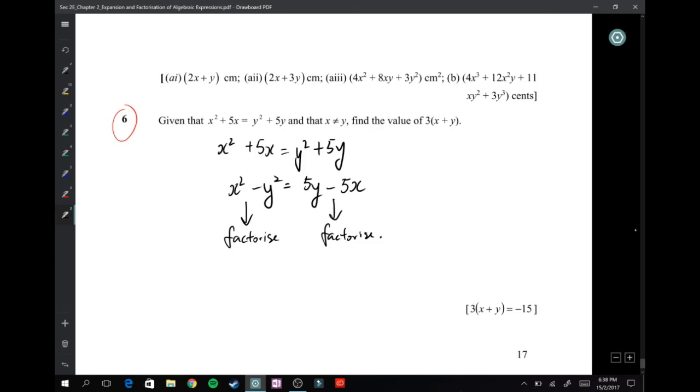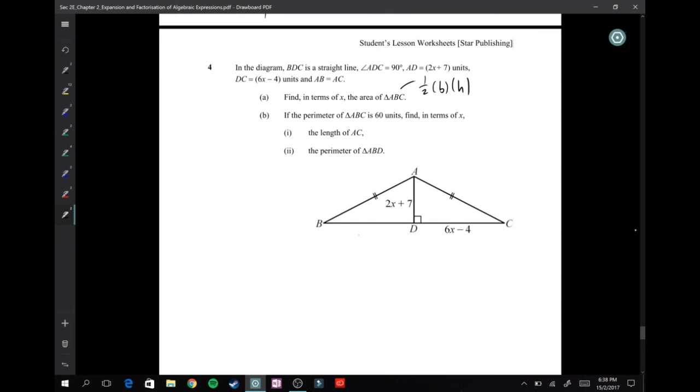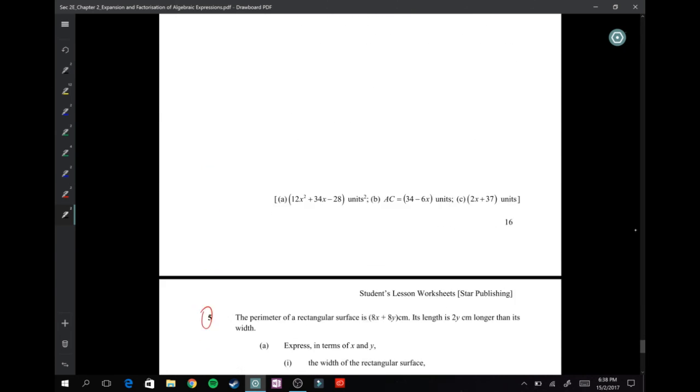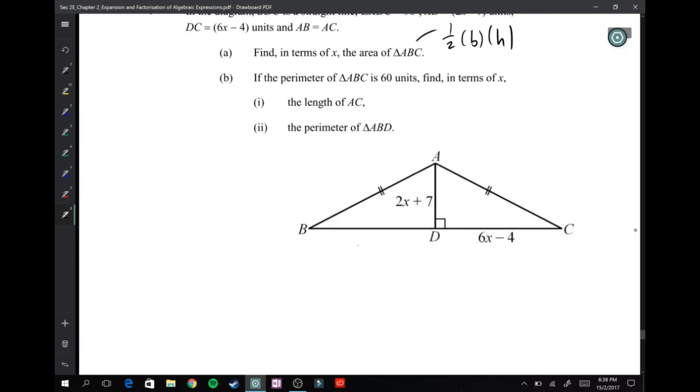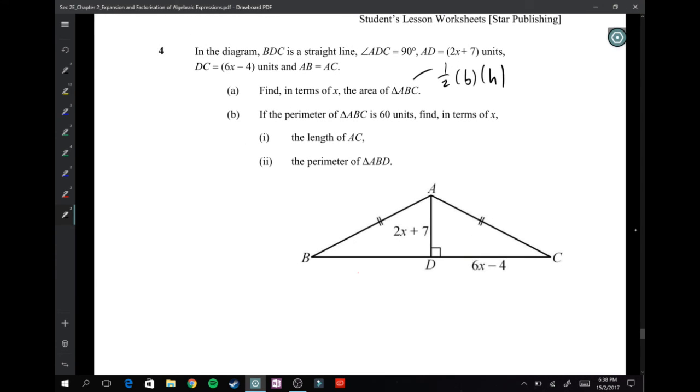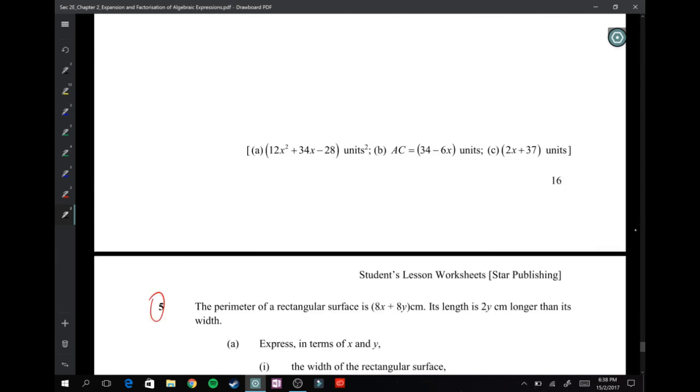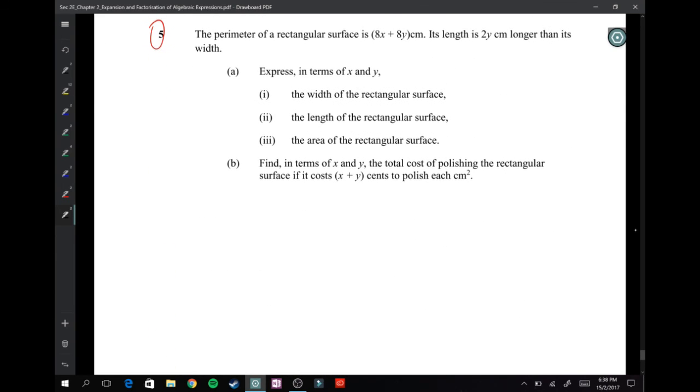Okay, let me just go through this page. Questions 4, 5 and 6, then we can end this video. Now, question 4 I went through in class already, right? Okay, so I won't go through question 4, I'll just go through 5 and 6.